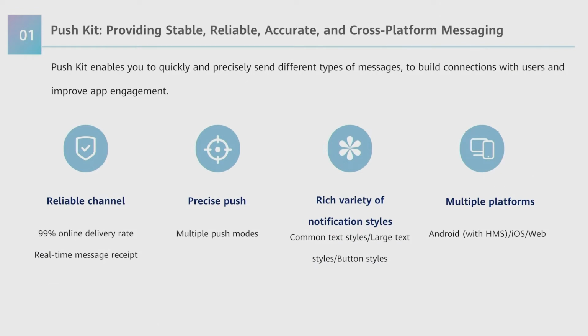In HMS, we provide a very powerful and versatile push kit. It is stable and reliable, with a 99% success rate of delivery and the capability to send real-time message receipts. It provides precise target pushing, where aside from mass pushing, notifications can also be pushed to specific devices, specific audiences, and also to specific subscribers to a certain topic. It is also highly customizable in different aspects, localization, action buttons, custom styles, you name it. Furthermore, PushKit is also cross-platform. Other than on Android, it also works on both iOS and web.